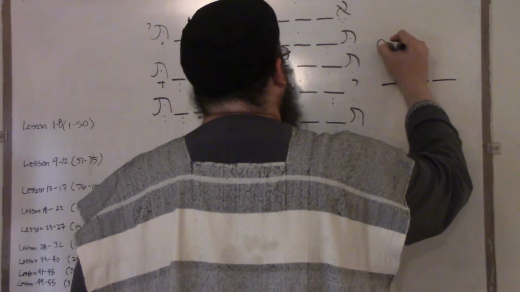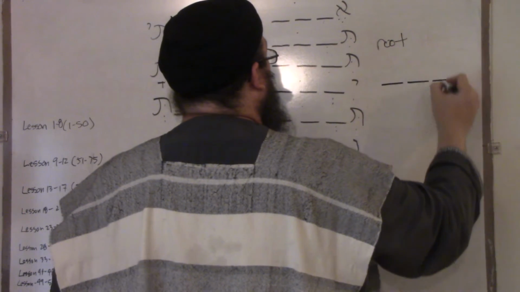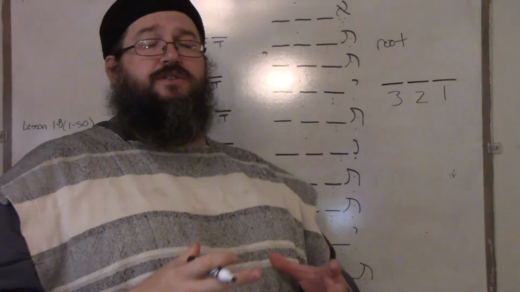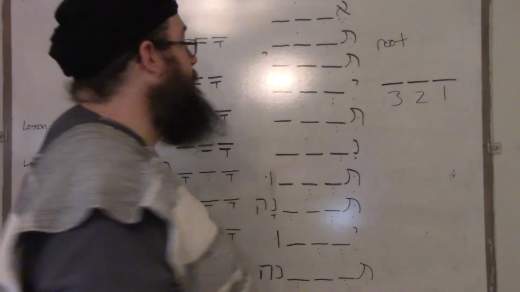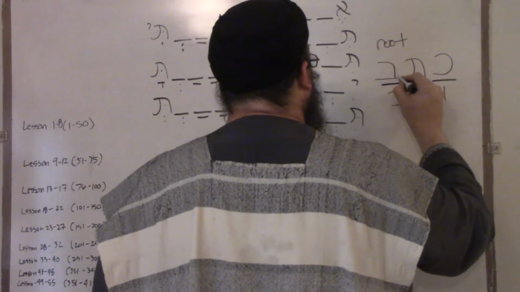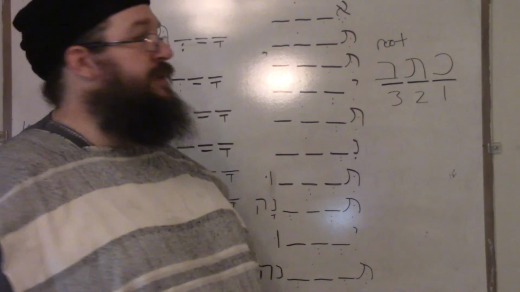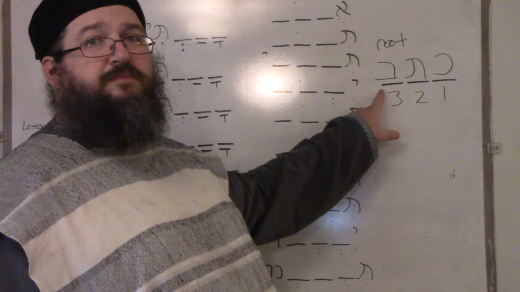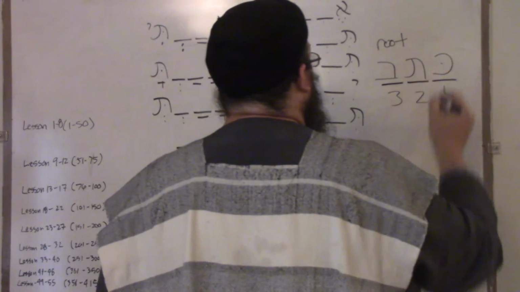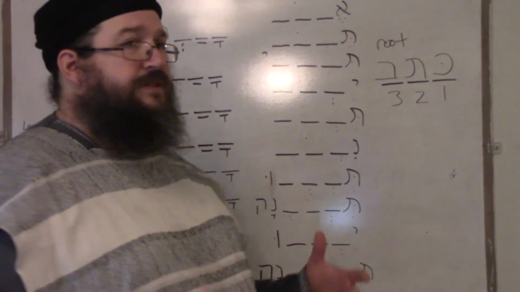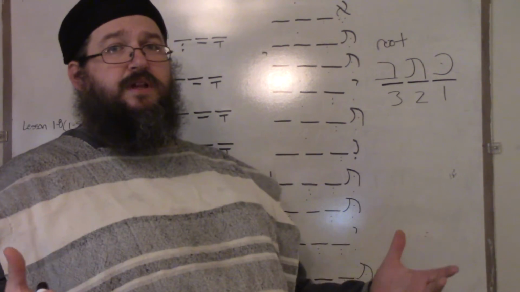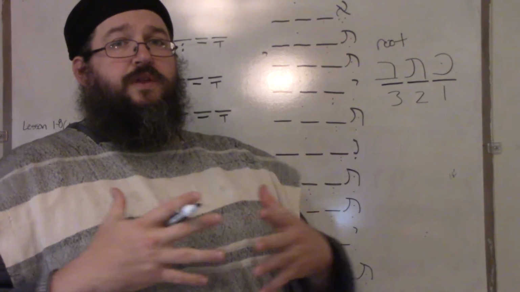What's a root? A root is basically 3 letters that are used in combination to create a specific meaning. Let's look at, for example, the root kaf, tav, bet. Kaf, tav, bet is the root that means to write. When we take this root and we want to use it in its verbal form, every verb in biblical Hebrew has to be used with a pronoun.